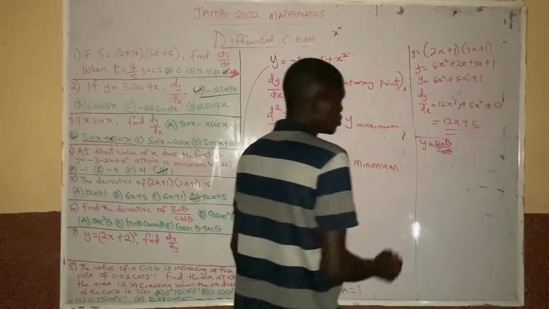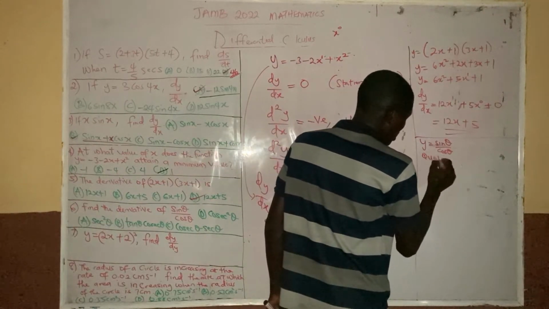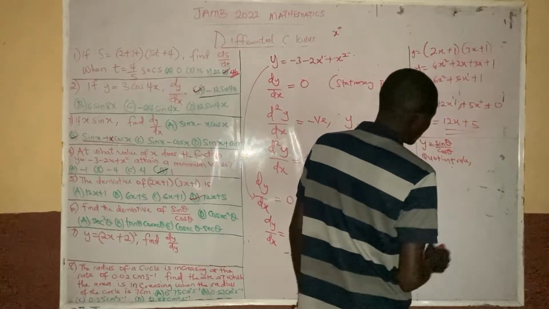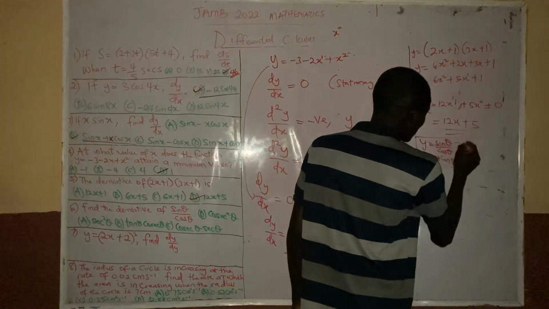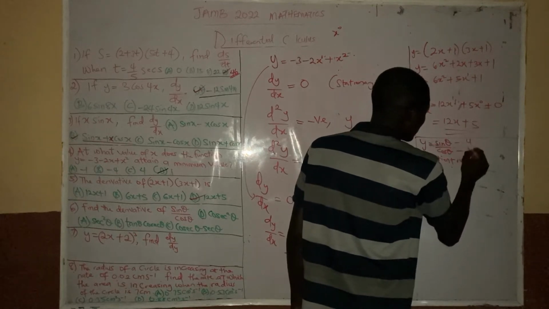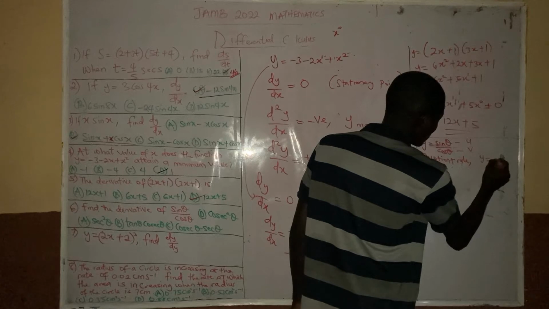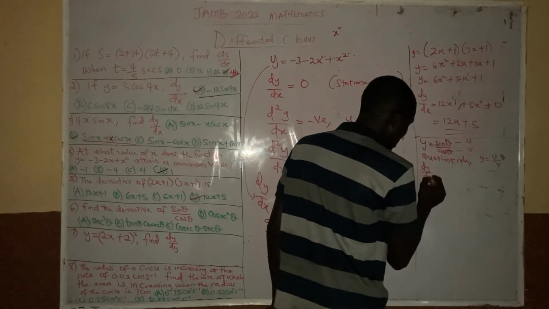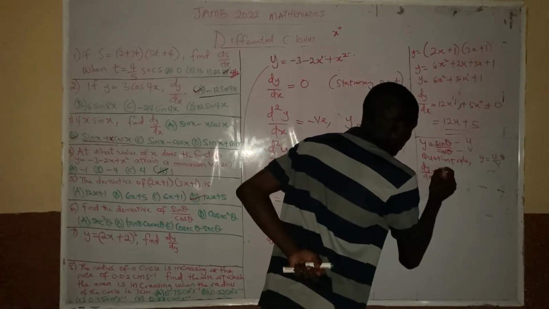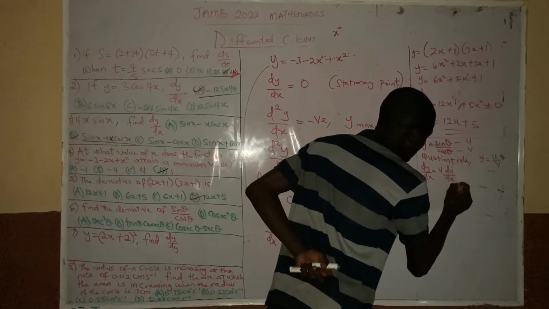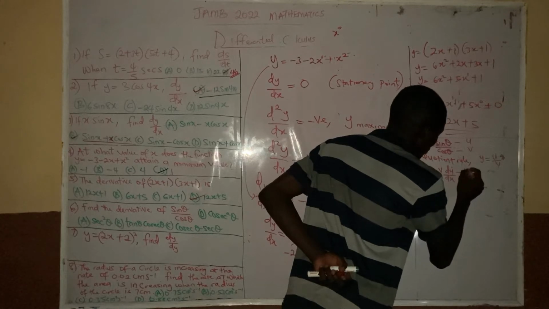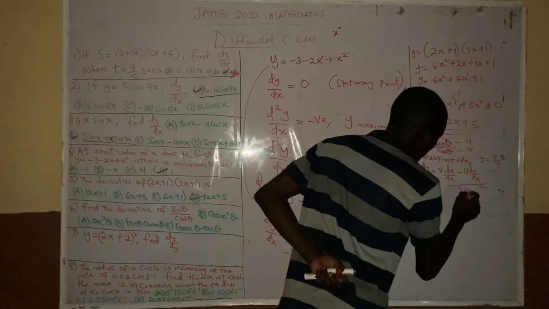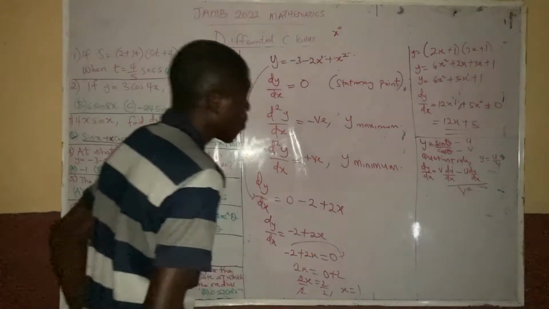The quotient rule says that when you have something in the form of u all over v, that is y equal to u all over v, then the differential of y with respect to x is equal to v du/dx minus u dv/dx, all over v squared. That's what we call the quotient rule.